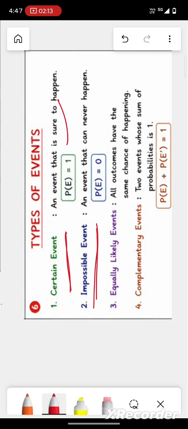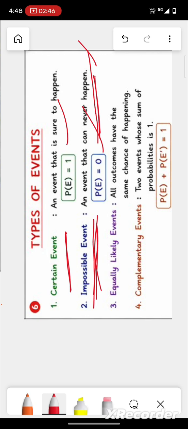Next, impossible event means it cannot happen. It never happens. Example, a bag contains all red balls. Selecting a green ball from the bag is an impossible event. Or when a dice is thrown, getting a number more than 6 is an impossible event. The probability of an impossible event is 0. P of E is equal to 0.